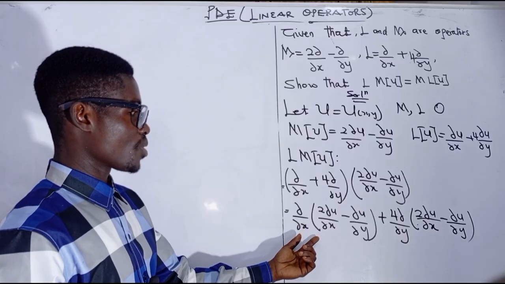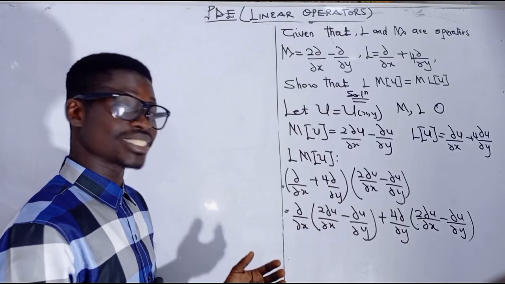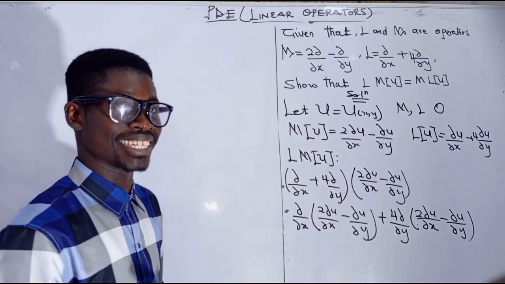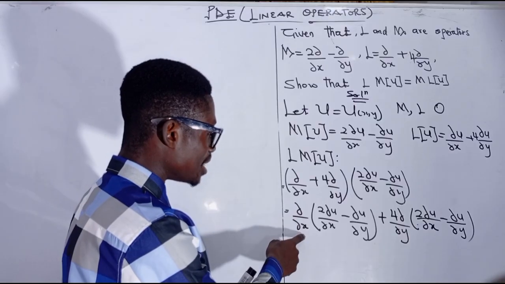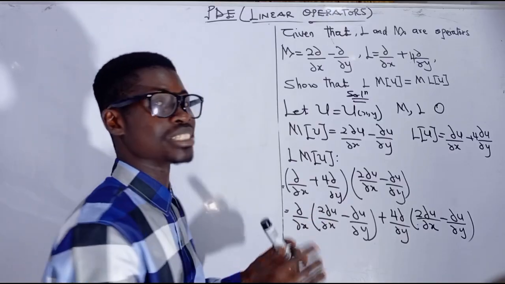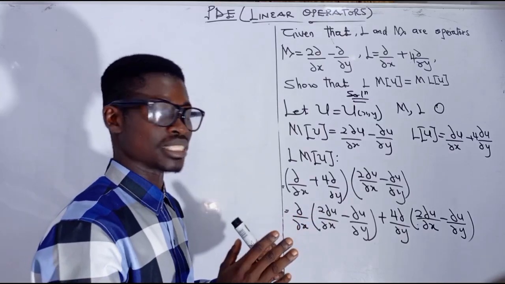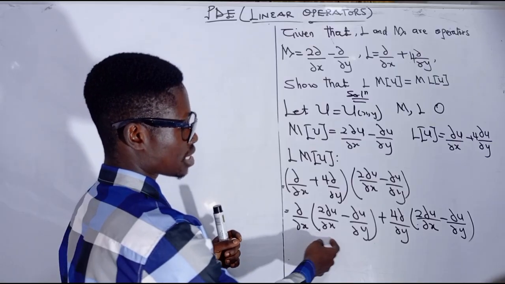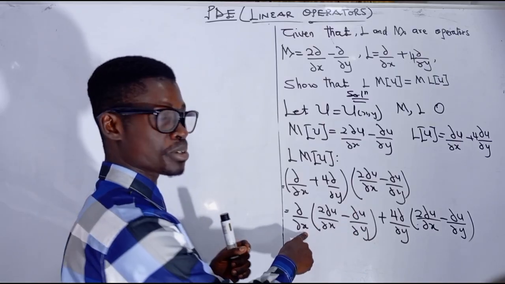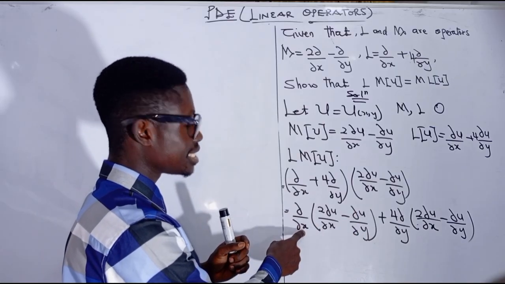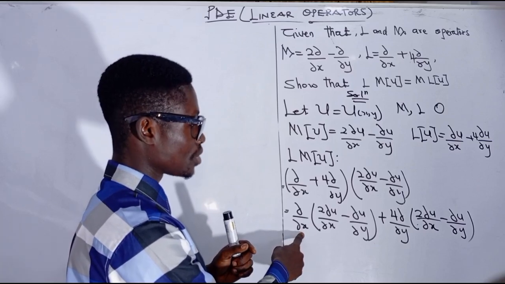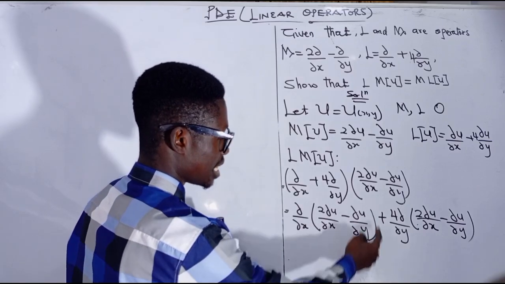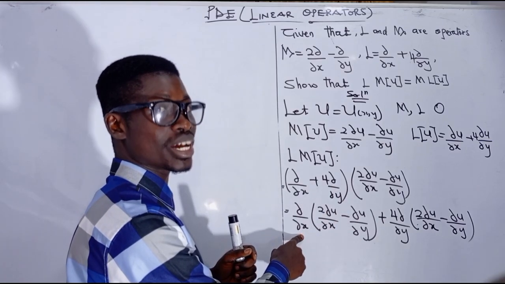Now, what we are seeing here is not direct multiplication. Please don't say it is multiplication, del multiplying 2 del u del x. What this means is that we are going to differentiate what is in the bracket here with respect to x. This is del x. We are going to differentiate what is in the bracket here with respect to x.